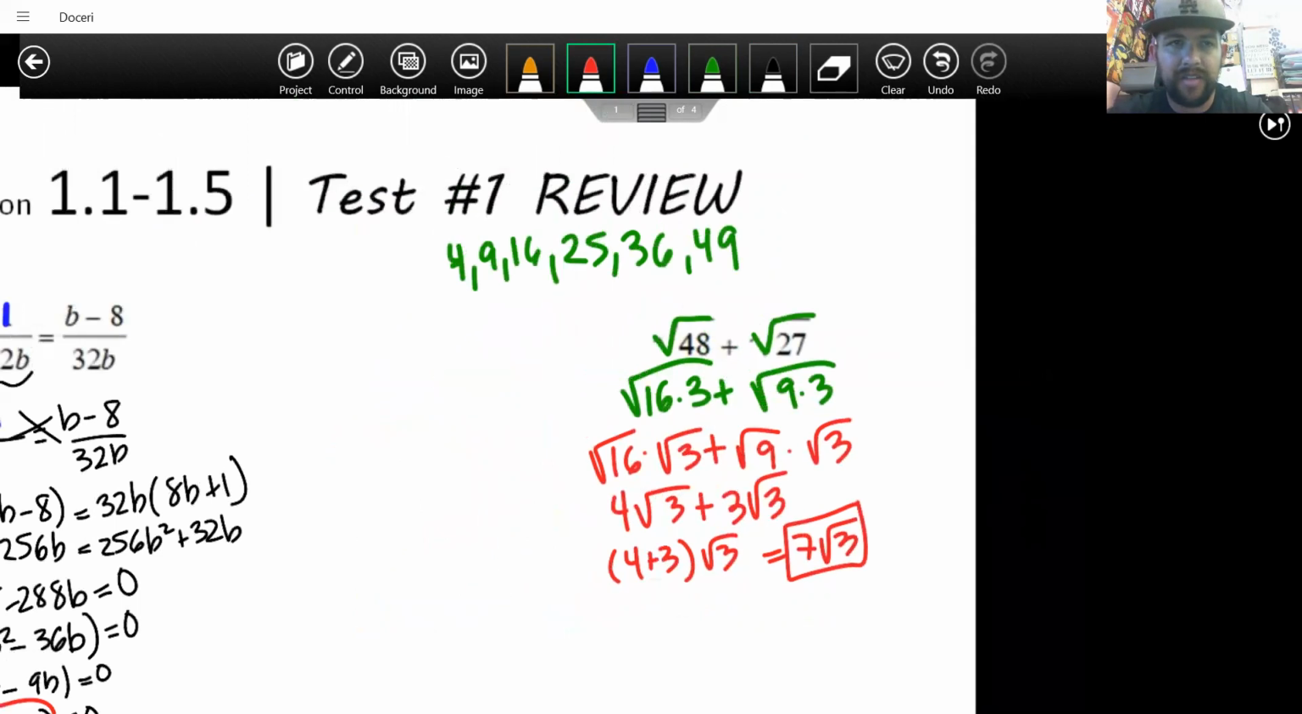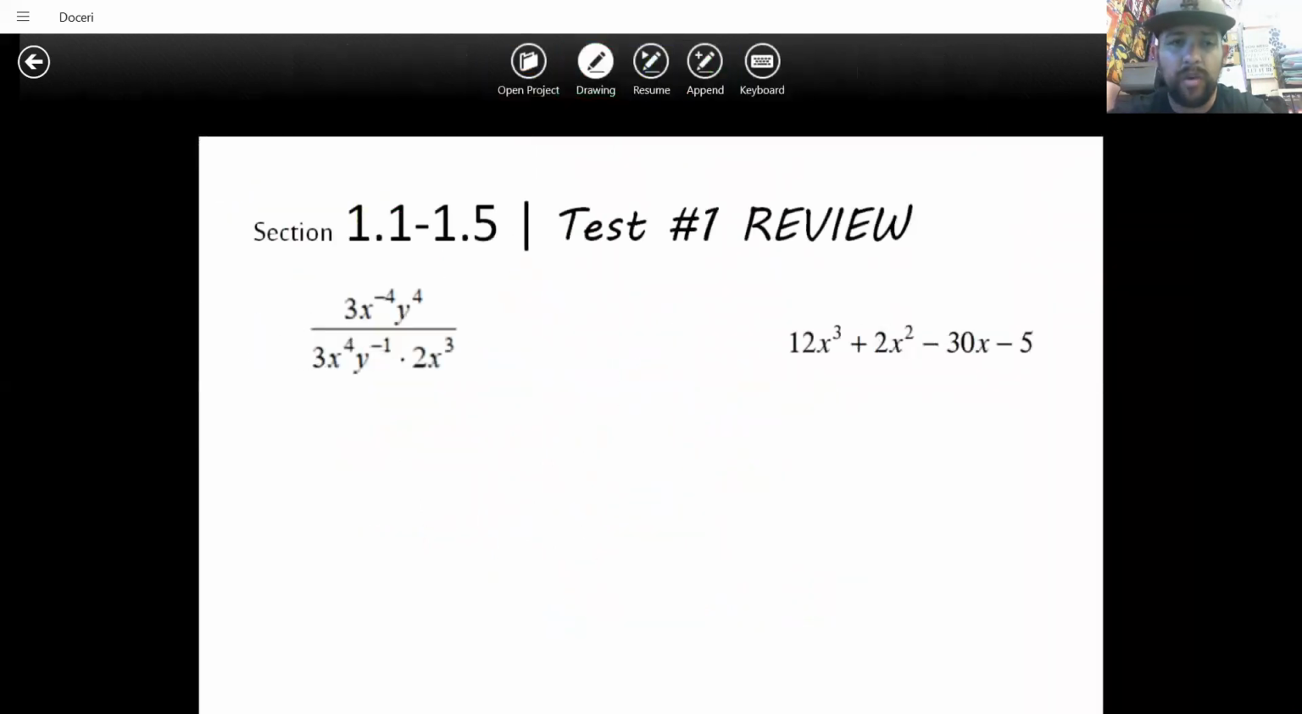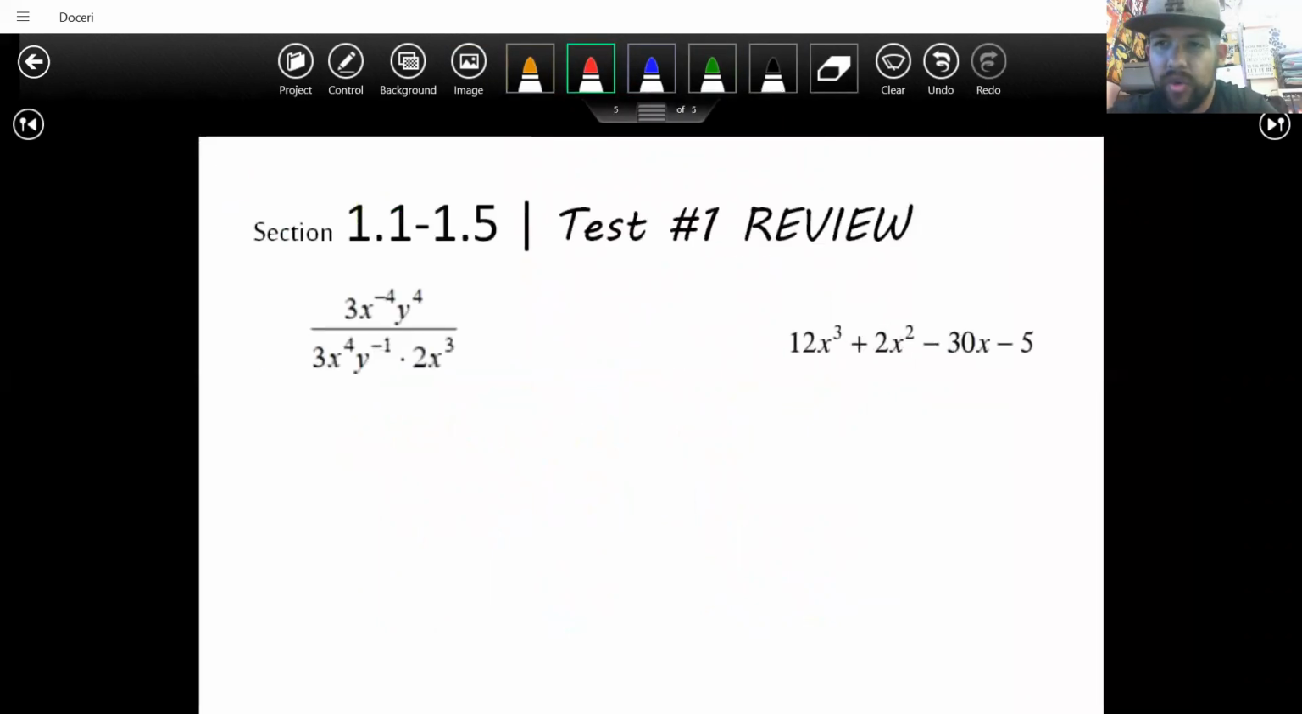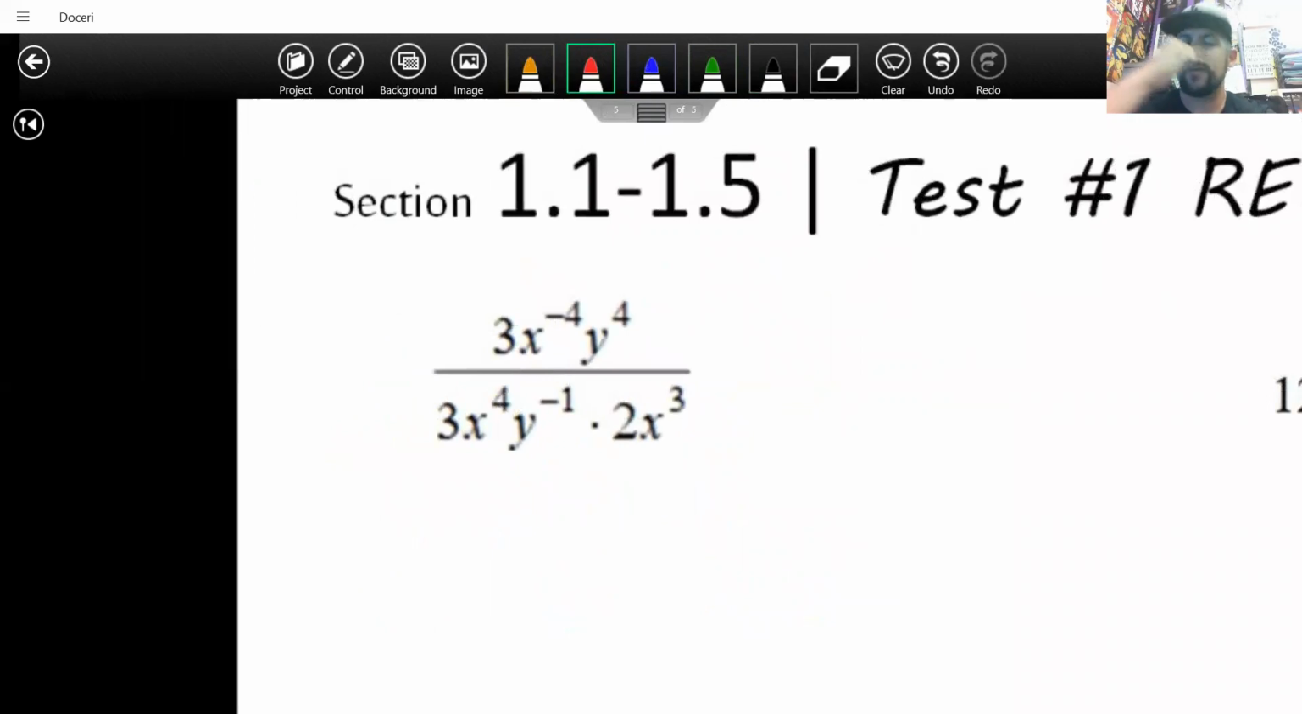We can always stop and pause and go back. The last one we're going to go ahead and cover is simplifying and factoring by grouping. Definitely want to be able to do these ones. So this should still be some review.